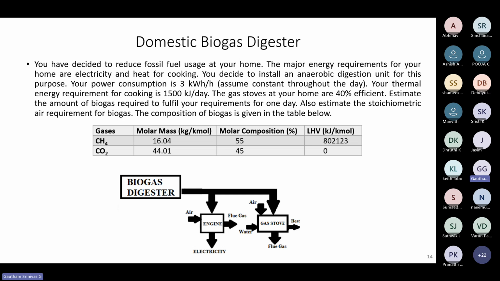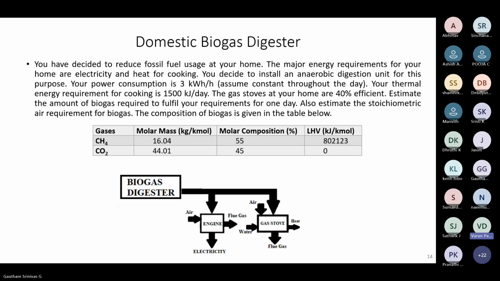Does everyone remember how to calculate the lower heating value of biogas here? So the LHV is given already, right? I mean, it's the LHV of methane only, right? You have to calculate for biogas using the composition over here. Convert that into kgs. If you don't remember how to do that, please ask me. I'll tell you right now.